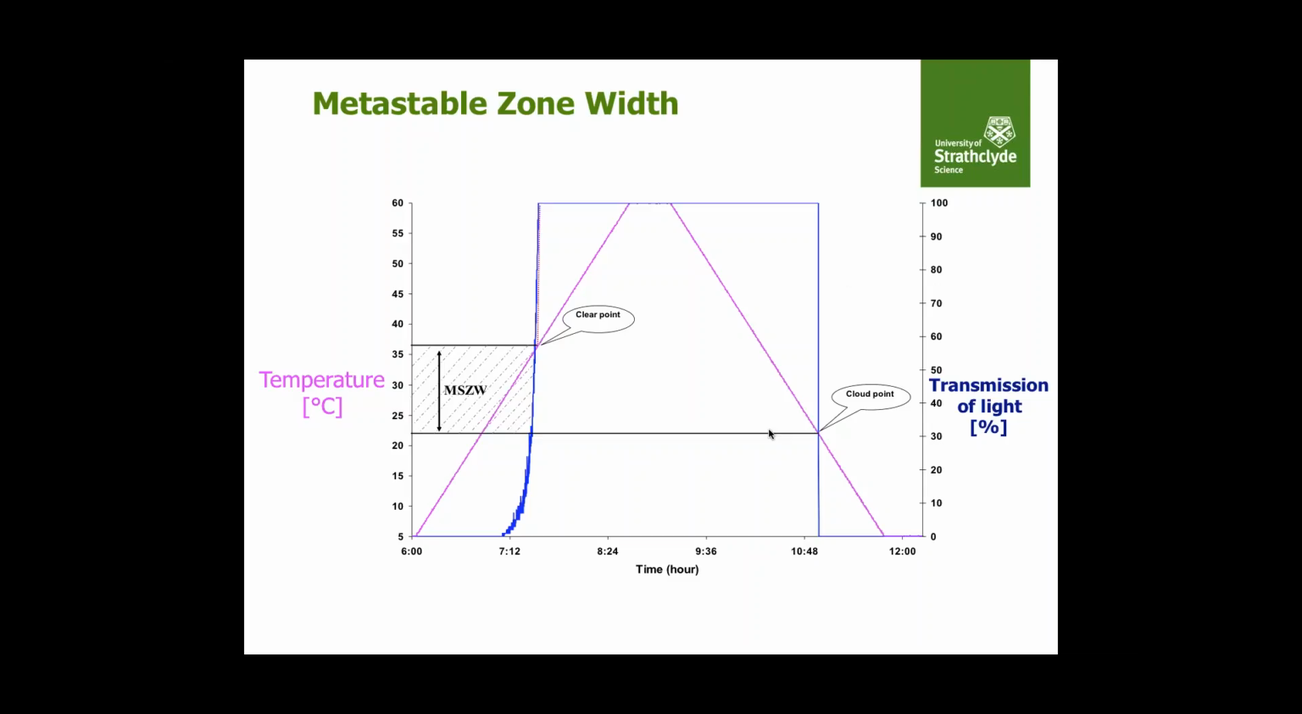You have to overcome an energy barrier to be able to nucleate, and that energy barrier can be expressed by determining the difference between the clear point and the cloud point temperature. It gives you the metastable zone width, that is the region between the clear point and the cloud point.